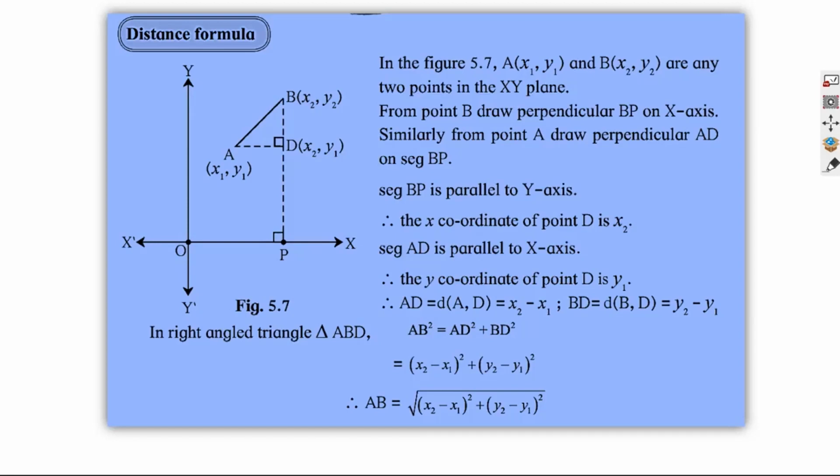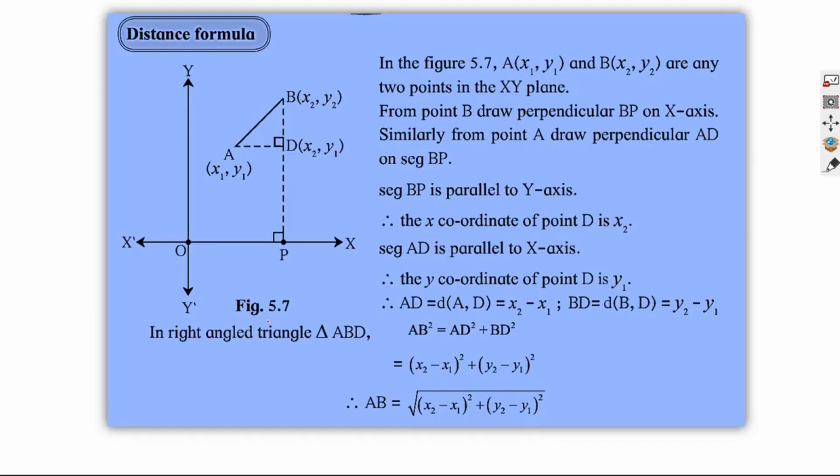This is the last screen of the last video where we derived a formula to find the distance between 2 points. The distance AB can be calculated by the formula AB is equal to root of x2 minus x1 whole square plus y2 minus y1 whole square.